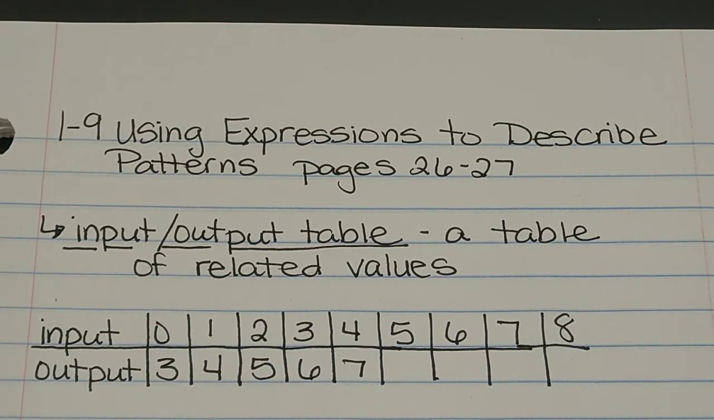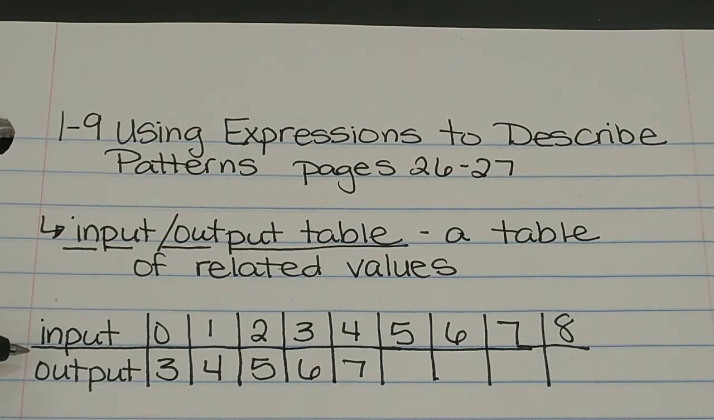Hi all! In this video, we are going over Topic 1, Lesson 9, using expressions to describe patterns. It is found on pages 26 and 27 of your math book. Our vocabulary for this topic is an input-output table, and it is a table of related values. So let's look at what that means with a few problems.